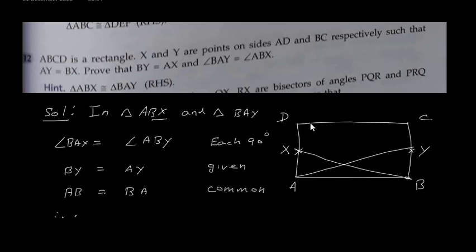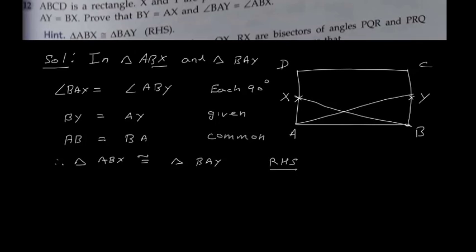Therefore, we have triangle ABX is congruent to triangle BAY. And the criterion is RHS, right angle hypotenuse side test. Now, these two triangles are congruent, therefore their corresponding parts will be equal. So therefore, we have corresponding part AX equal to BY.